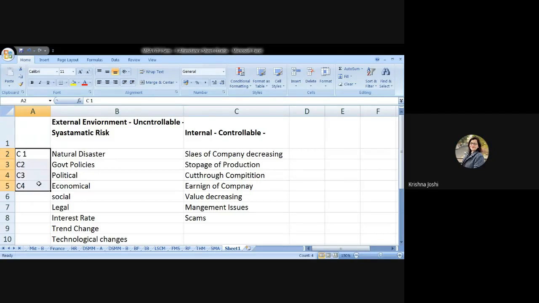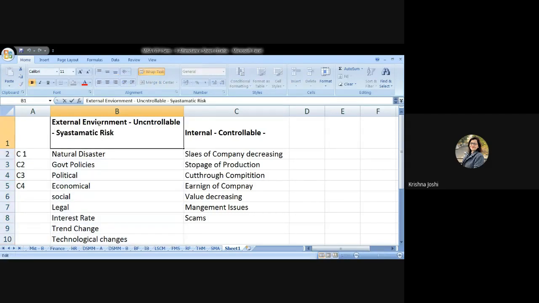So being an investor, if I invest in C1 and you invest in C4, this natural disaster will affect worldwide. Yes or no? Like now there is a pandemic. If the pandemic is there, it will affect you, me, the people in China, people in Russia, people in America, people in London, Australia, everywhere. So a natural disaster is something caused through the external environment, that is uncontrollable, and that is systematic risk.